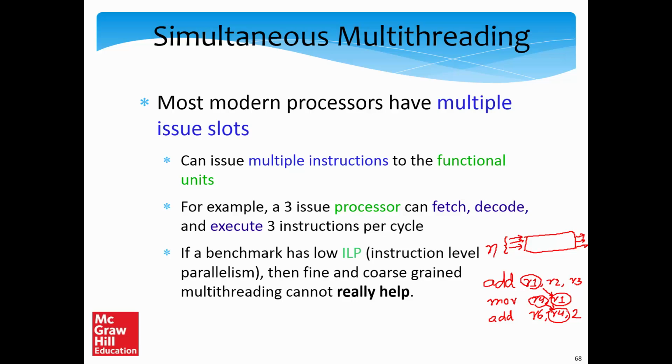So we will not be able to execute these 3 instructions in parallel because there is a dependence between them. So in this case, this particular piece of code has low instruction level parallelism. It has low ILP. So in this case, fine-grained or coarse-grained multithreading will not really help, because we have a lot of dependencies between the instructions. So what do we do for this case? Well, what we can do in this case is something else, which is called simultaneous multithreading. It's also called SMT. So SMT is a short form for simultaneous multithreading.